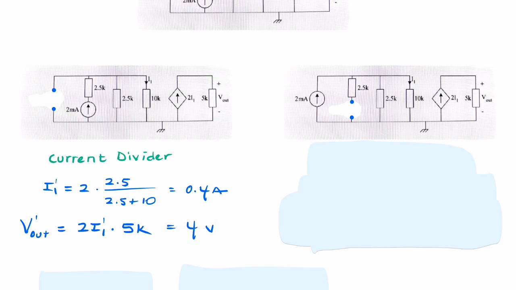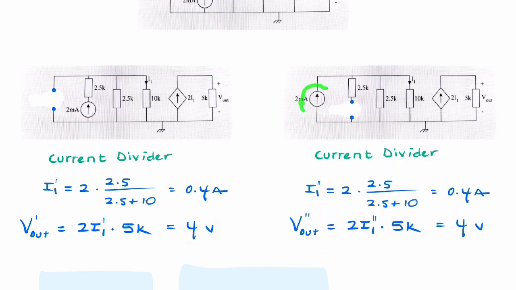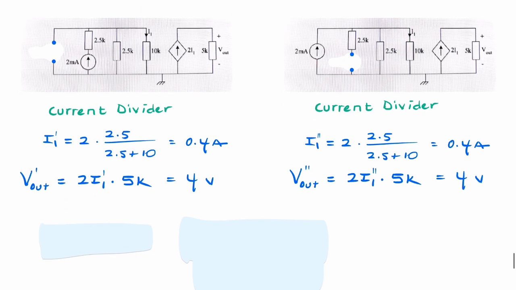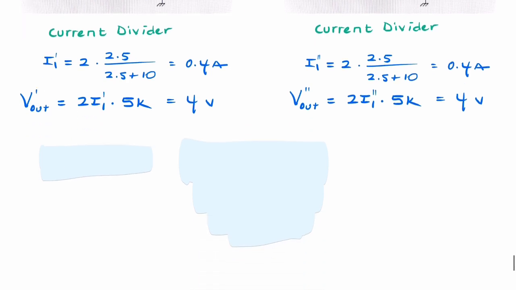And we can do exactly the same after replacing this and removing this source. And it just happens to be the same numbers. So you have 2 amps going in this direction. Nothing's going here because it's an open circuit. So we can use a current divider to calculate the current I1 in our second scenario. And that will also give us 0.4 amps. And then you multiply twice that times 5, that gives us 4 volts. So we now know that it's 4 volts in both cases.